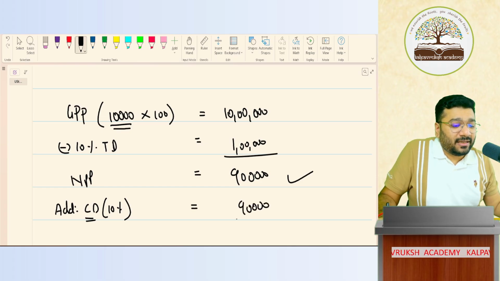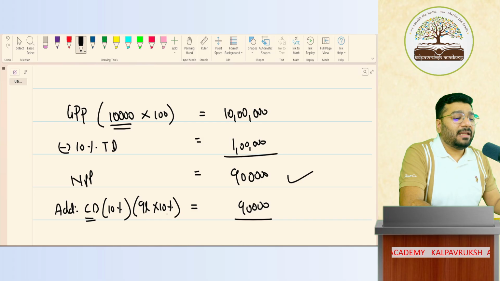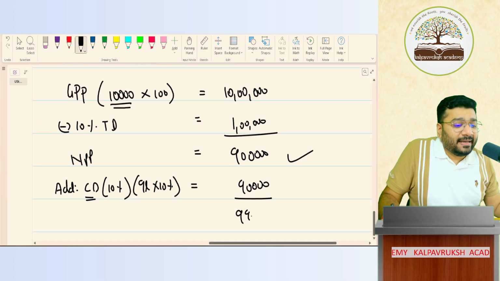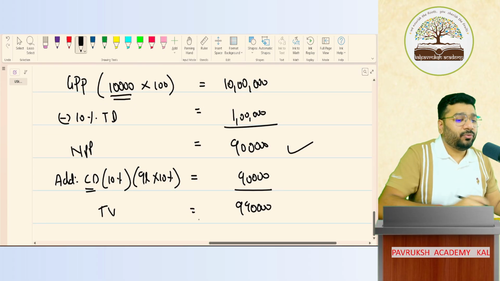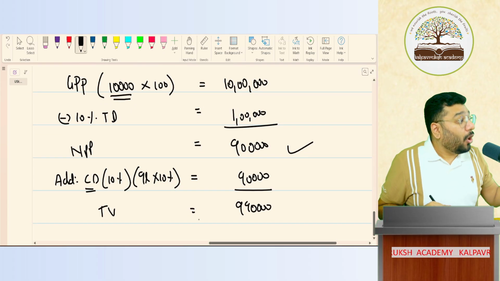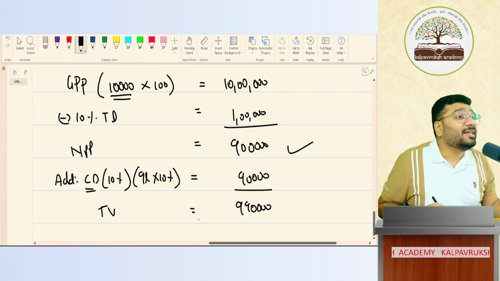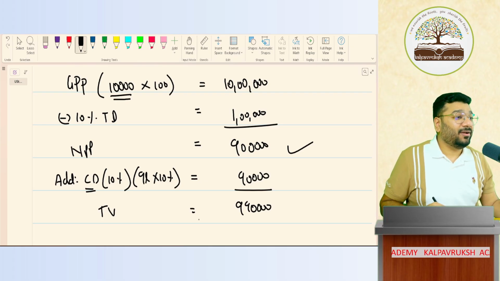90,000 rupees is the customs duty. How did I calculate? 9 lakh into 10%. Tell me, how much is it? 9 lakh 90,000. This is called the taxable value. On this value only you're supposed to calculate GST.